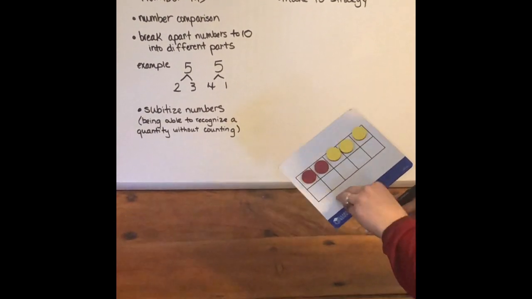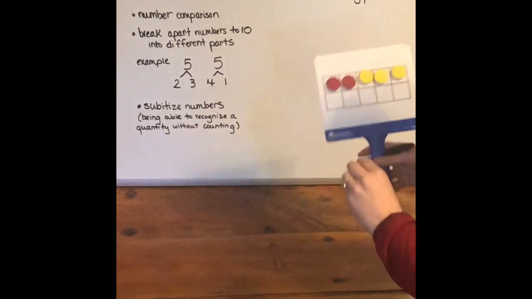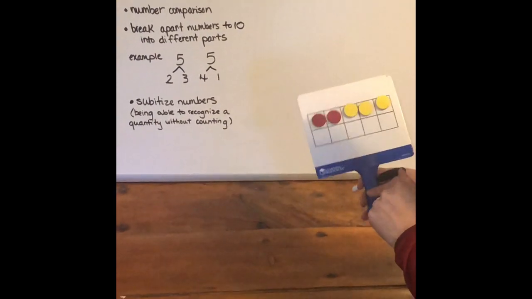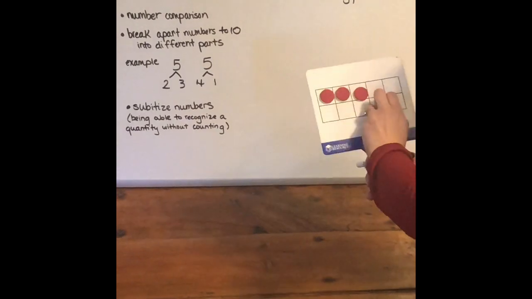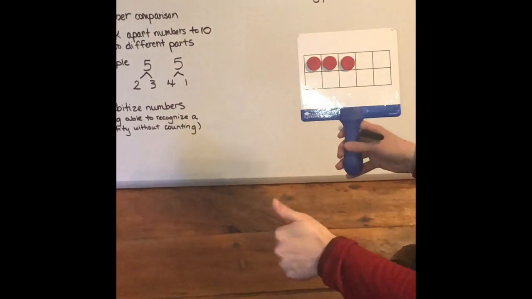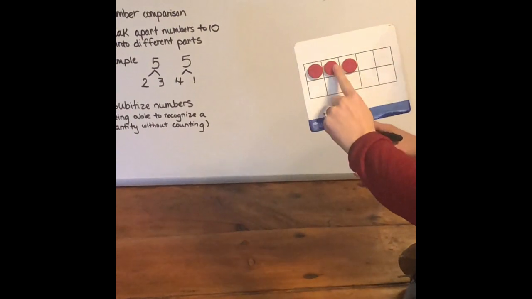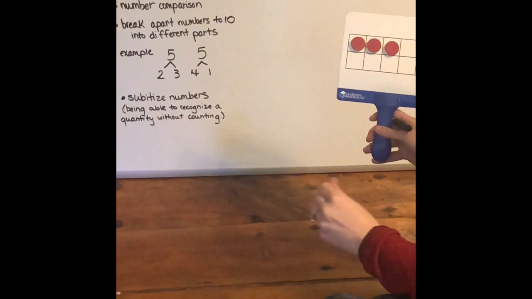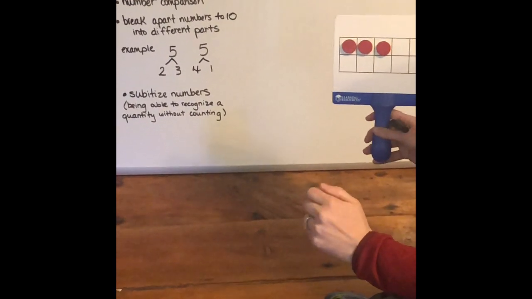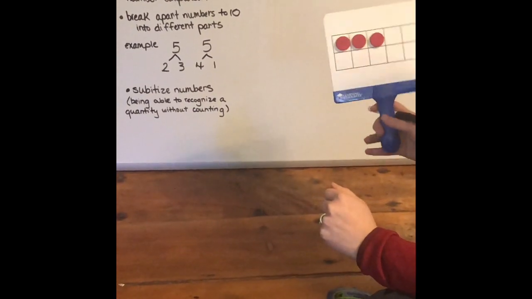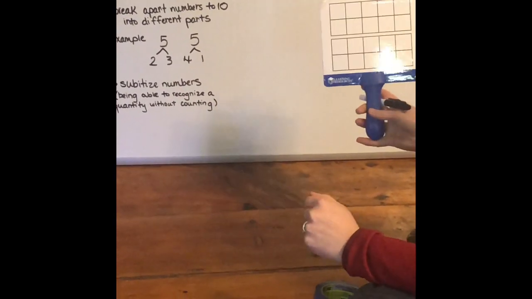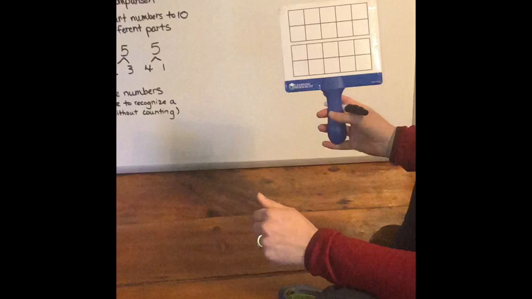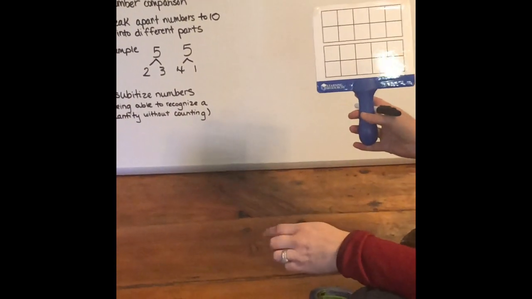Then there's something we use a lot with our 10 frames called subitize. Kids love to say that word over and over again. Subitizing means being able to recognize a quantity without counting. For example, if I flash this, kids know right away that it's 3 without having to count 1, 2, 3. That's how we can use 10 frames to help subitize numbers, being able to quickly see a quantity without having to count them individually.